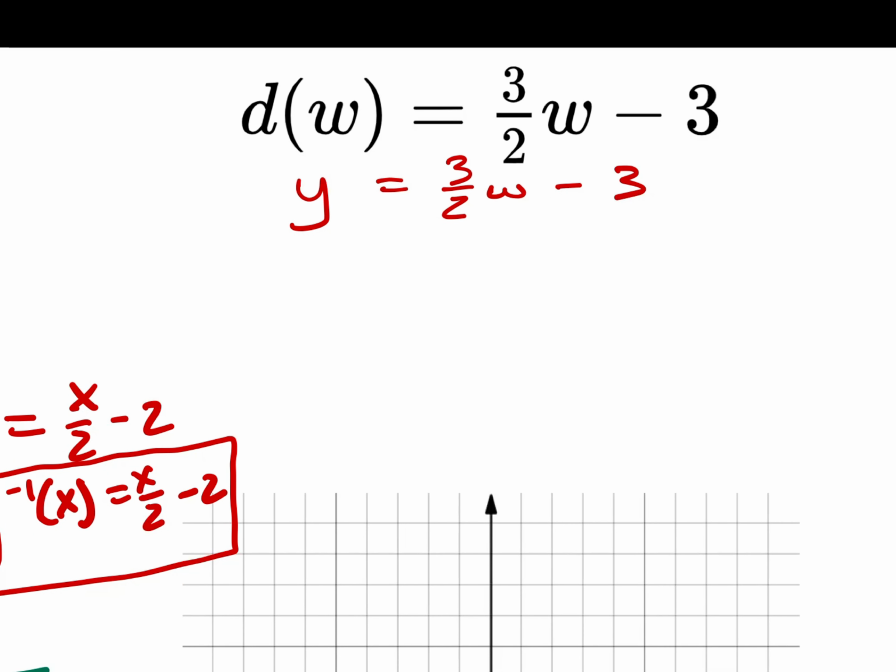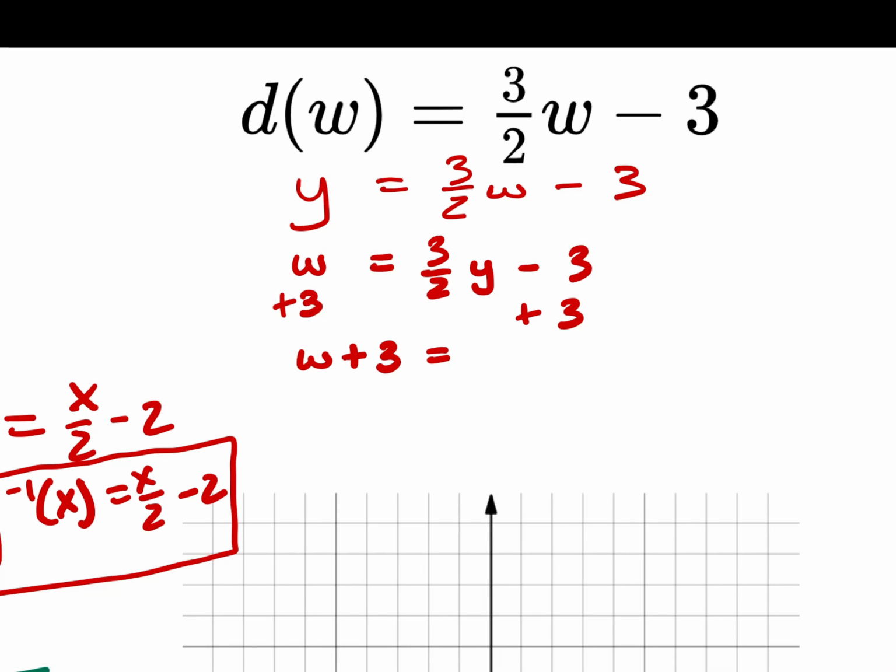Now after I've done that, I know I used y and there's a w there. That's all fine, right? X, y, we can really use whatever we want. But once I do this, I need to flip my inputs and outputs. So this becomes w equals 3 over 2 y minus 3. And then I resolve for y. So I add 3 to both sides. I'm left with w plus 3 equals 3 over 2 y.